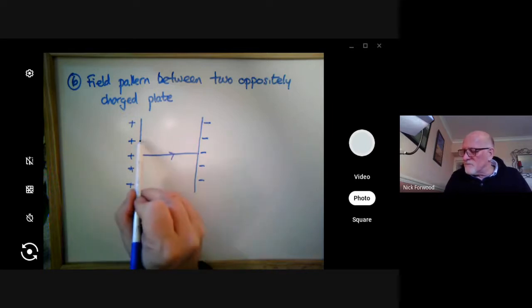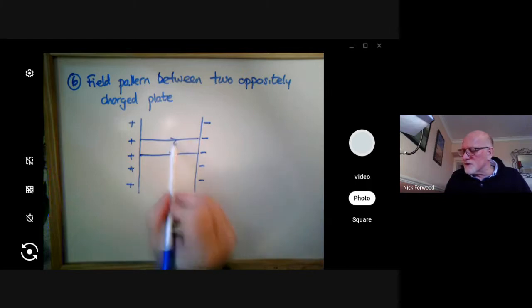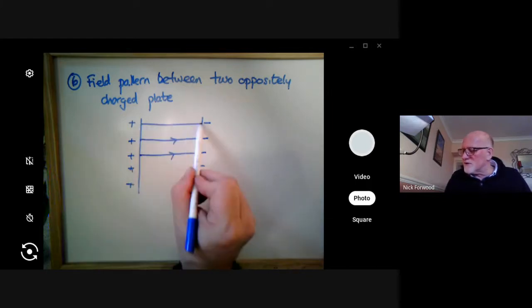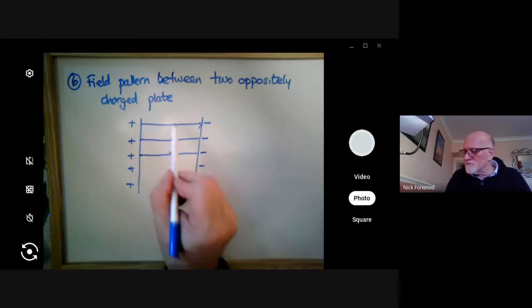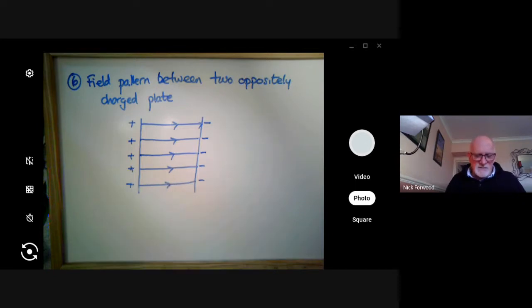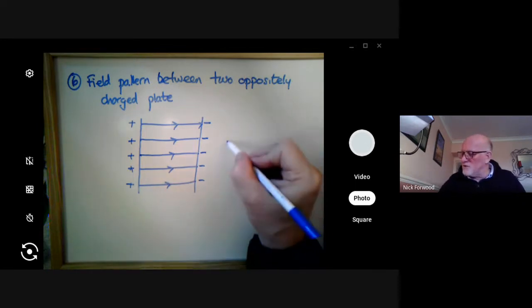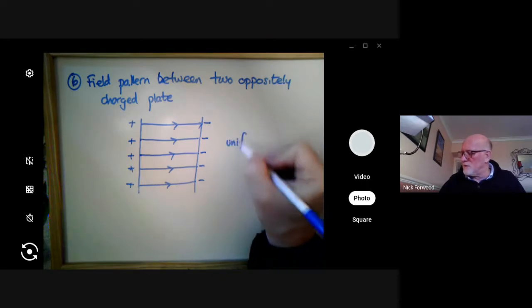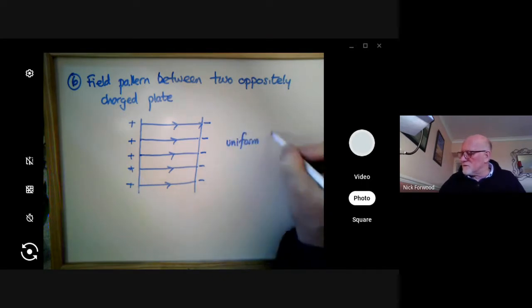And let's have one we'll put there, and it's going to go straight across in a straight line. And let's have one there straight across, and we're just going to do our field pattern. Our field pattern is going to look like that. This is called a uniform field.